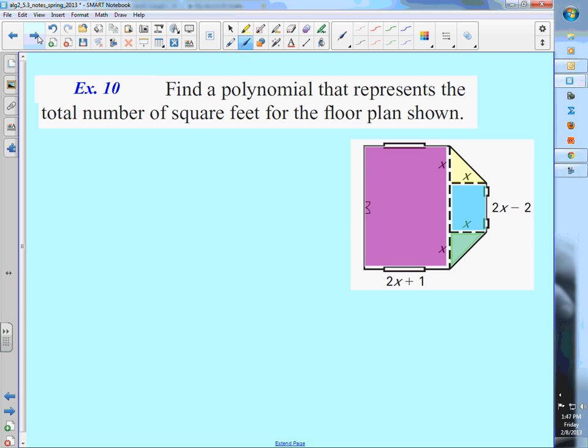Okay, so this is a floor plan of some sort, and they want you to tell me what the area of this floor is. So we want A in terms of x for this floor. In order to find the total area of this figure, you're going to do big rectangle, little rectangle, plus triangle, plus triangle.